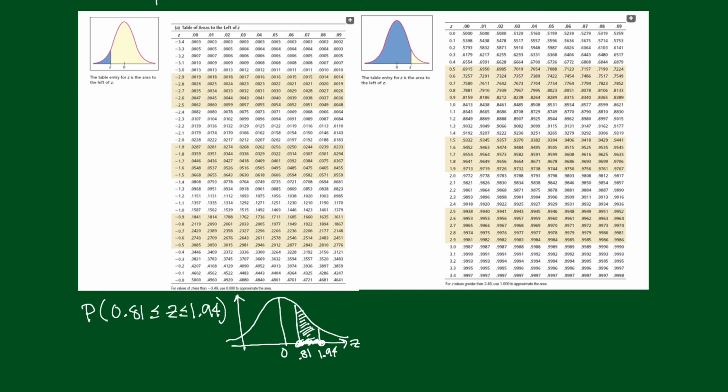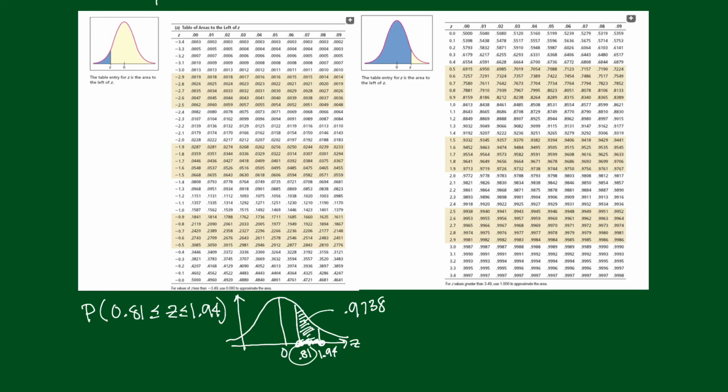So let's do this. Let's go up to 1.94. So 1.9 over to the 4 column, 0, 1, 2, 3, 4. Looks like 9738. So this is going to be 0.9738. But remember that 9738, that's really all of this, right? From here all the way out. So subtract off what we don't want, and that goes up to 0.81, right?